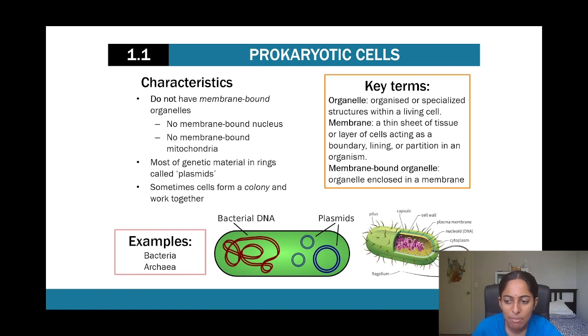An example of it is probably biofilm or plaque. Plaque on your teeth forms because you have a film of bacteria that are working together. That's how this works, and some of these adaptations come from plasmids. A few key terms are also written over here. I have also mentioned what an organelle is: structures that help with certain functions within a cell. And a membrane is like a thin sheet of tissue, a lining within an organism.